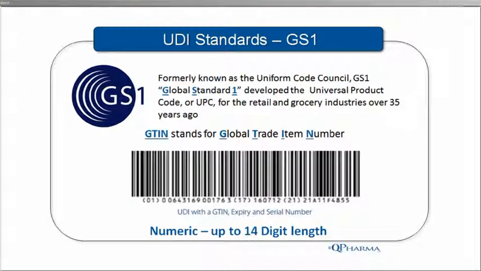GS1, or Global Standard 1, was formerly known as the Uniform Code Council, or UCC, and they developed the Universal Product Code, or UPC, that was first used in retail over 35 years ago. GS1's GTIN, or Global Trade Item Number, is a fixed-length numeric code that can have up to 14 digits.